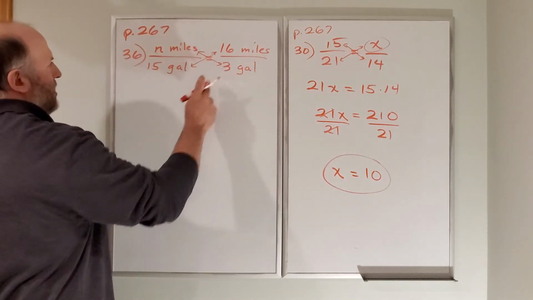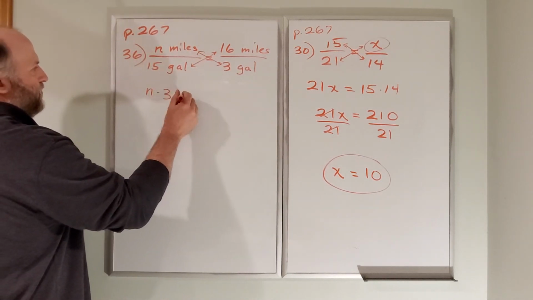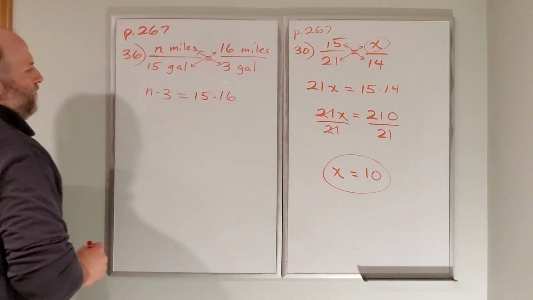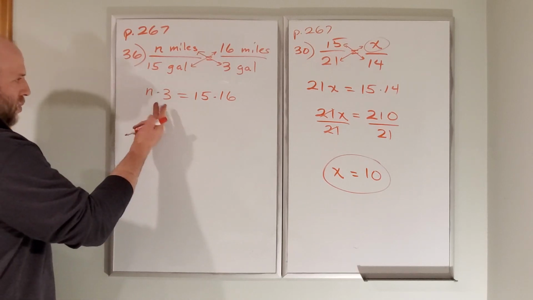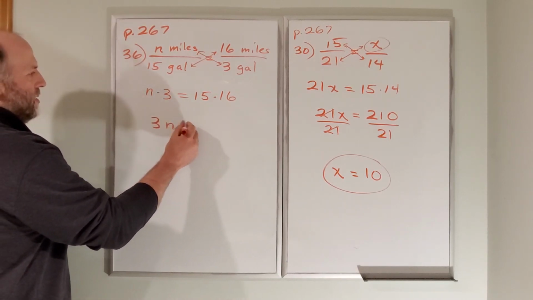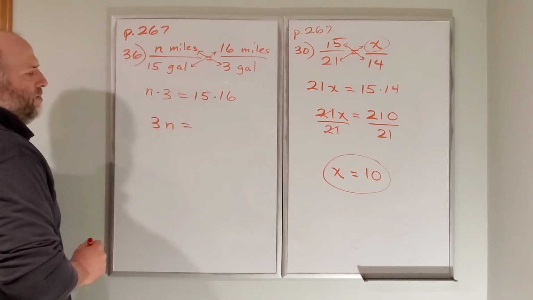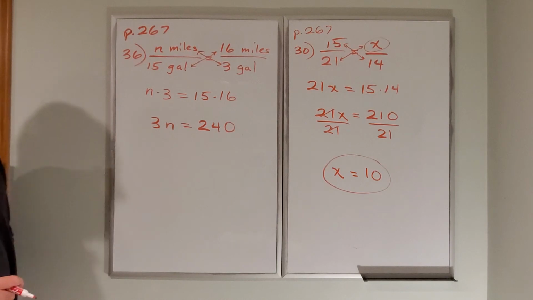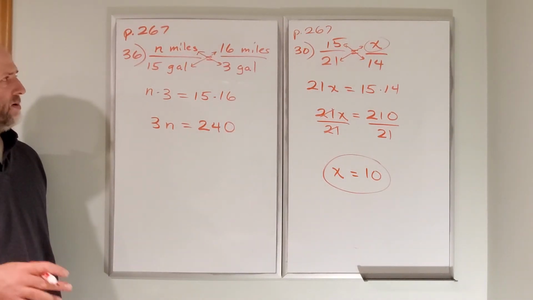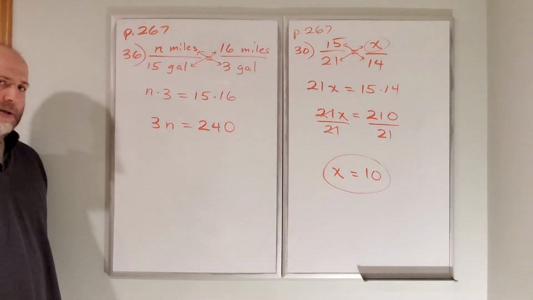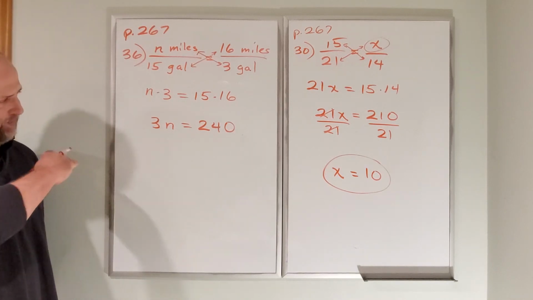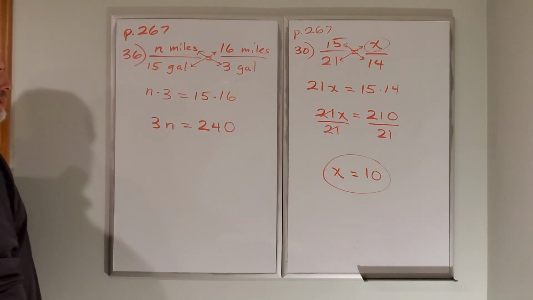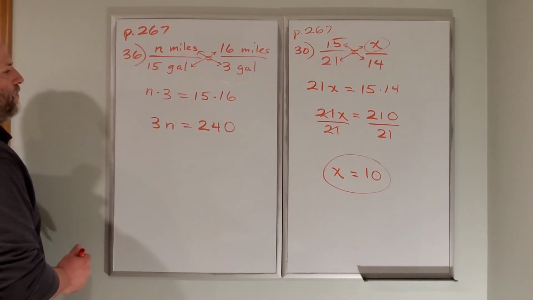So we have n times 3 equals 15 times 16. Or, more commonly, 3n equals, and if you multiply 15 by 16, you get 240. Okay, and again, this is why cross multiplication is useful in this case. It takes this equation with fractions in it, gets it down to a nice inline equation that we can better digest and interpret and manipulate.